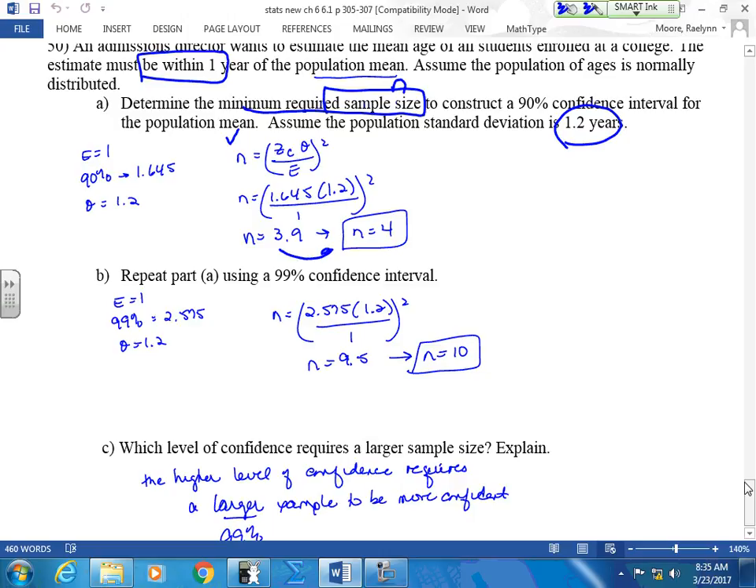This is changing from here to here. So what changes when I get more confident? Okay. See what happens here? I need to be more confident. Give me more in my sample. I need to make sure I get this. Give me a little more in my sample. So the higher level of confidence is a higher sample size.